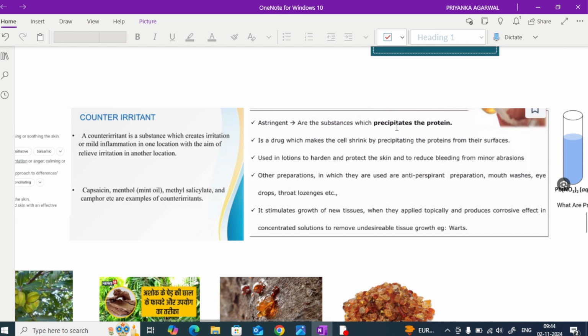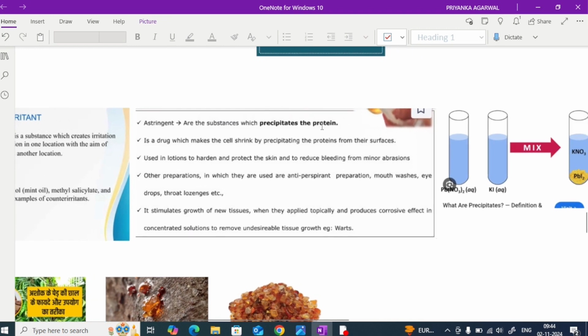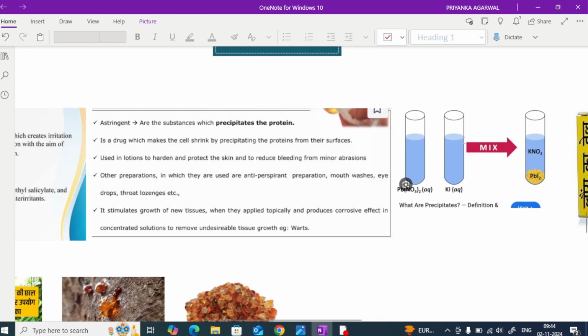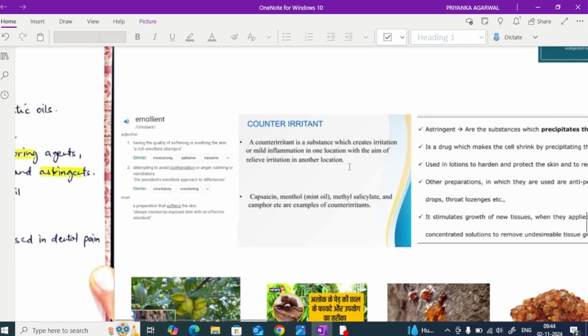Okay, so what is the meaning of precipitation of proteins? That means from the solution they separate the proteins. So when we apply such drugs to the skin, they precipitate the proteins from the surface and make the cells shrink. Because of that, the surface will become hard and it will protect the skin and reduce bleeding from the minor abrasions. So that's how they can be used.